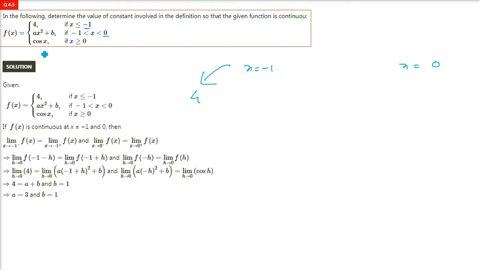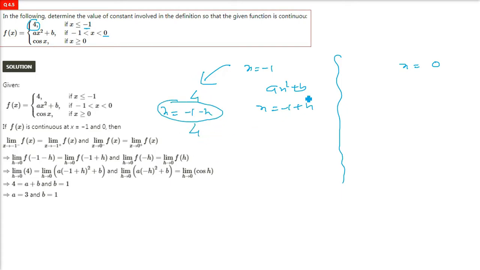So x equals minus 1. On left we will write minus 1 minus h. On right we'll use minus 1 plus h. Since we will use 4 on the left and right, we will use ax square plus b. There is no point in putting anything for 4 because it is already a constant. So don't worry about that. It will be always 4.